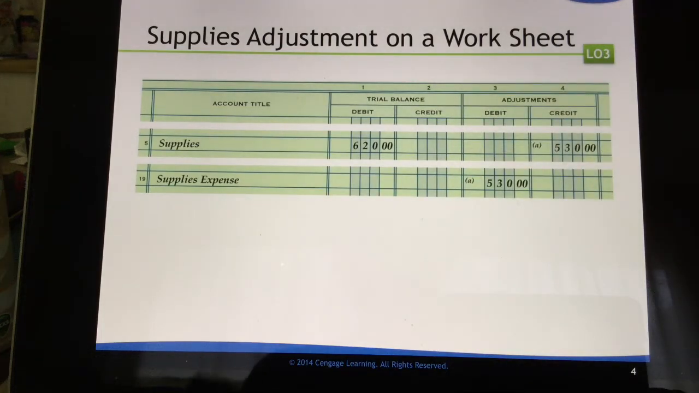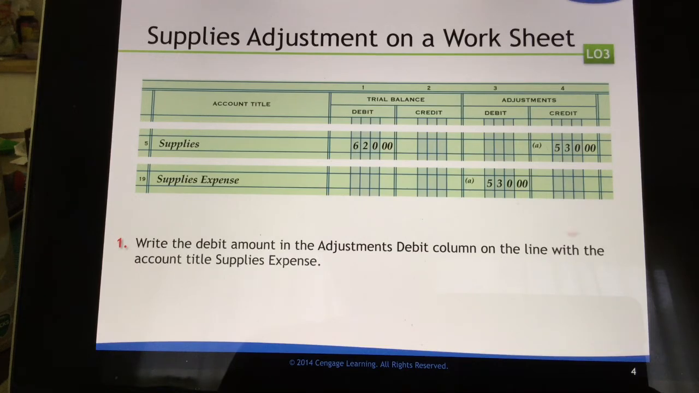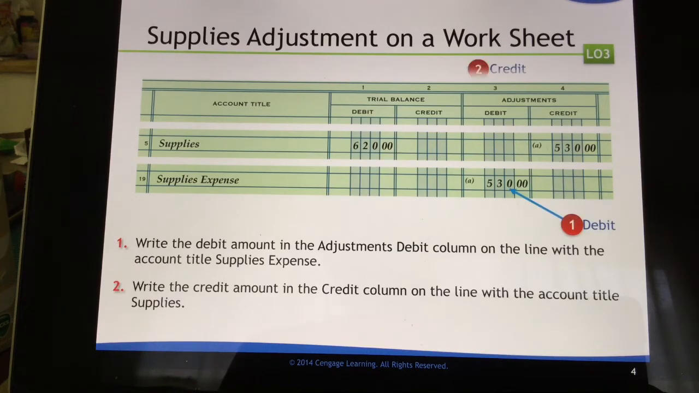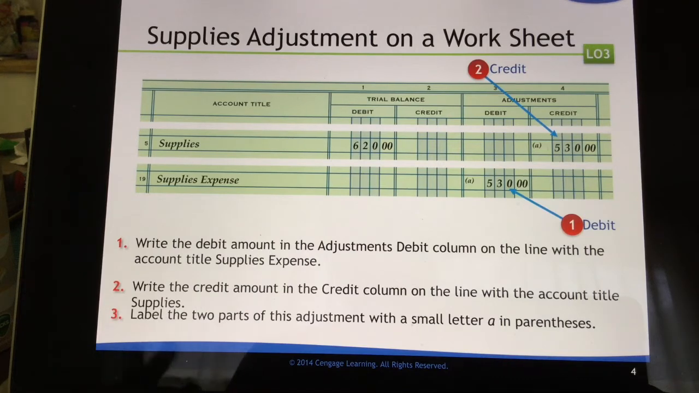The journal entry will follow as such. You will have supplies for the account title. It'll be debited $620. This is the original January 1st amount. Then you'll have the adjustment, which will be a credit of $530. And when you have a debit to a credit, they are different, therefore you find the difference. The supply expense will be debited $530. And this will give you a supply balance of $90. $620 minus $530. You write the debit amount, you write the credit amount, and you make sure that the supply and supply expense account titles are being adjusted correctly.